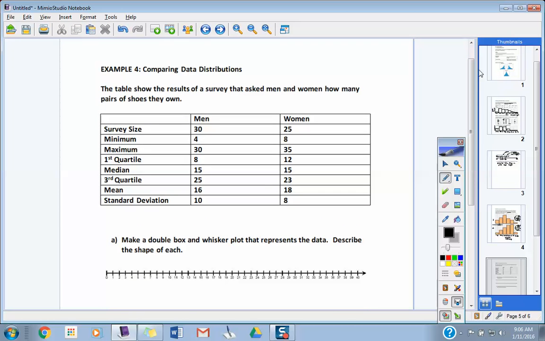This is the good one right here. This is an excellent example, comparing distributions. You might want to star example 4. I thought this was an appropriate example. The table shows the results of a survey that asked men and women how many pairs of shoes they own.